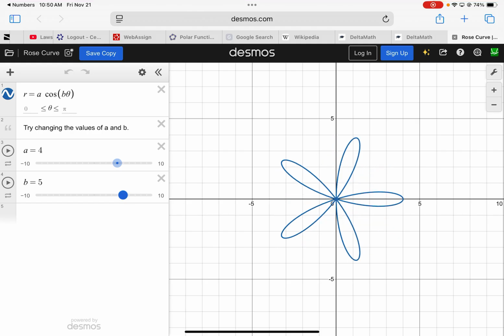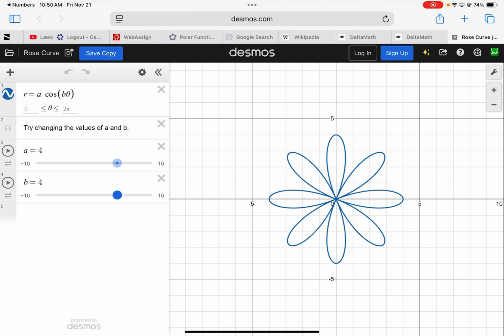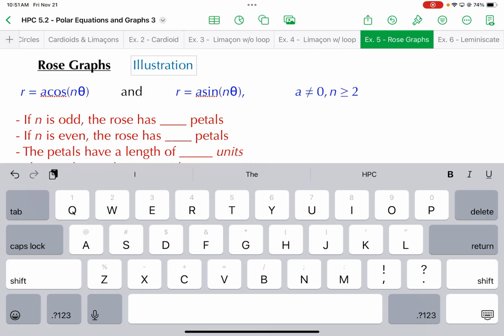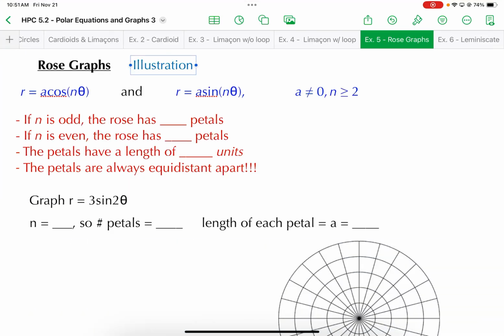So we can see when it's an odd number, that's the number of actual petals you get, right? But when it's an even number, let's go down to there. We said when B was 4, we ended up with 8 petals. So what do you think the rule is here? When B is even, what do you do with it to give you the petals? Double it, yeah. Okay. All right, so let's put that all into the notes here.